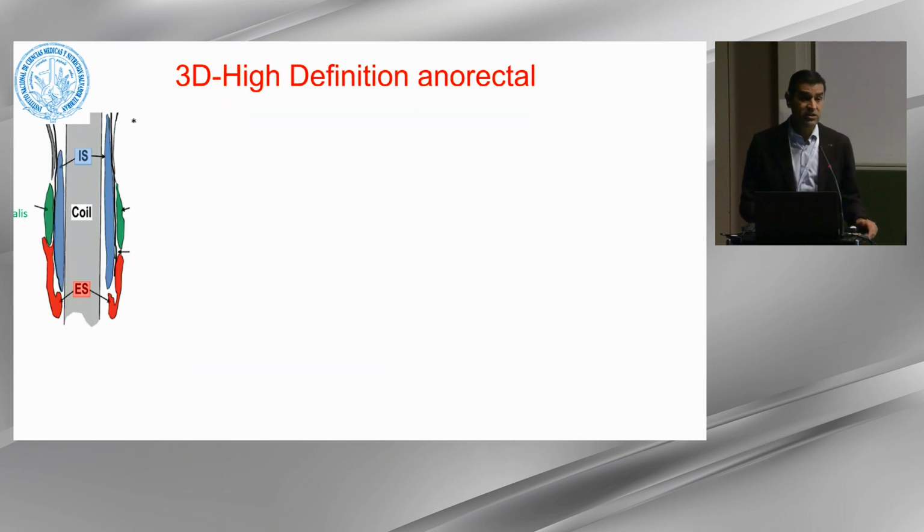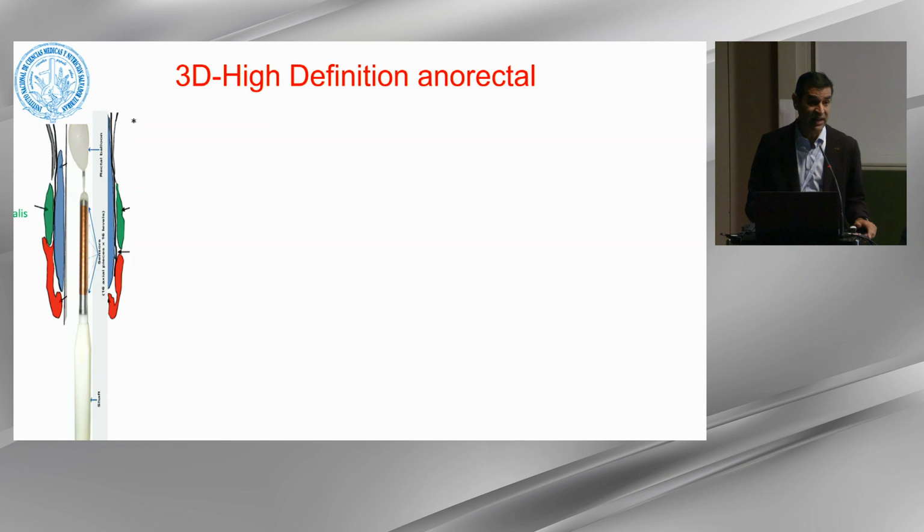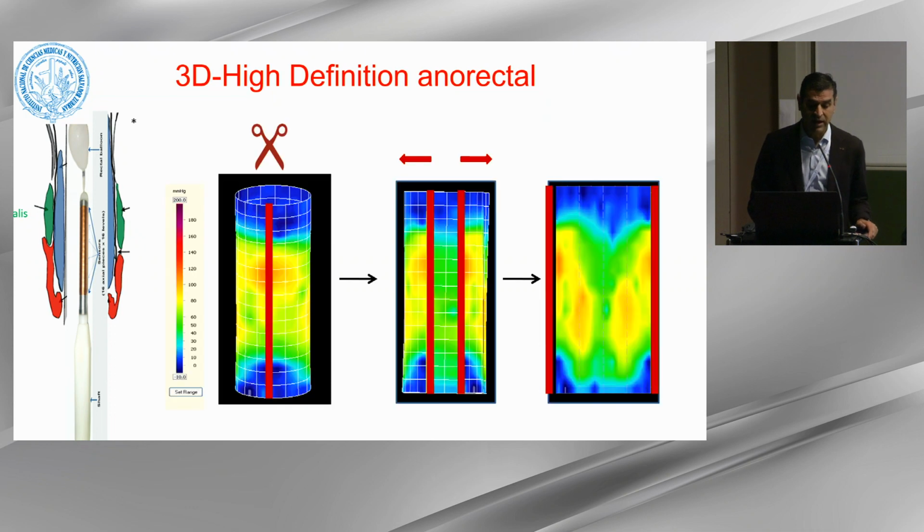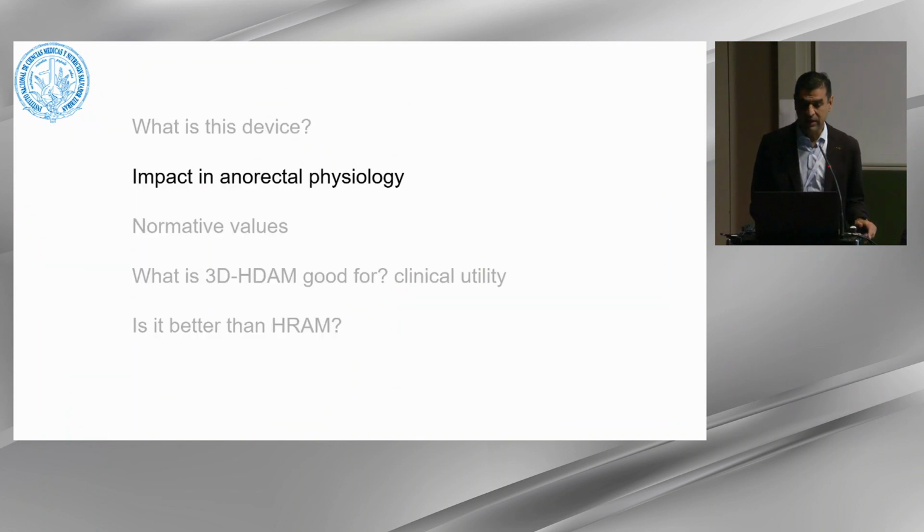But the 3D high-definition anorectal manometry is something more aggressive, not only in the number of sensors, but also in the kind of probe that we use, because it's 10 centimeters in length and almost 1 centimeter wide. So it has 250 pressure sensors circumferentially arrayed. It can give us these beautiful 3D reconstructions of the pressure plots in the anal canal and give us a better way to understand the pressure structures in the anal canal.